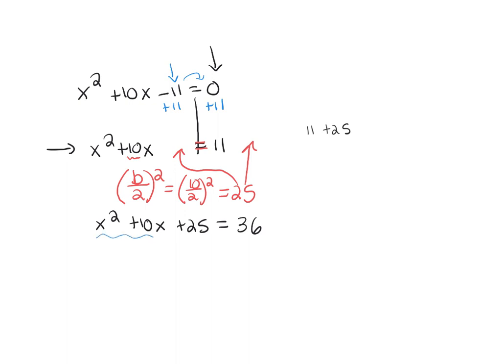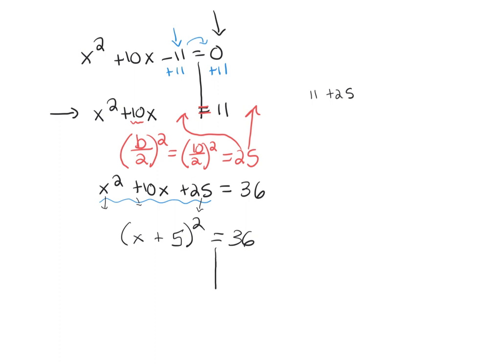I am now going to factor this perfect square trinomial that I just created. So this factors to square root the first term, there's my x. Square root the last term, there's my 5, so it's x plus 5 squared equals 36. Now I'm going to solve using algebra. I need to solve for x. I have this exponent to this power 2. So to get rid of it, I'm going to square root both sides.